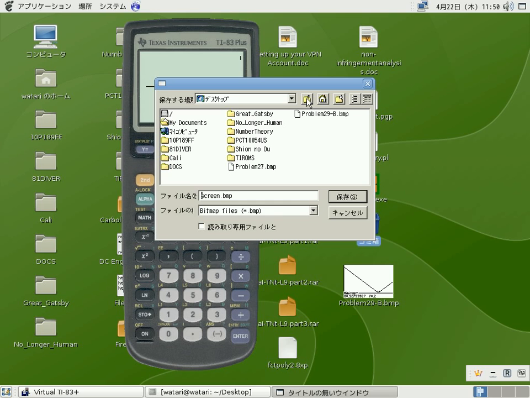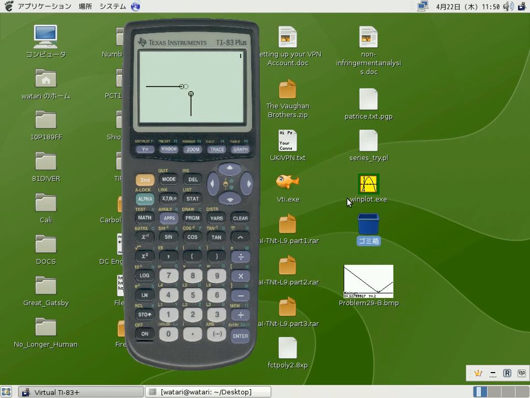And this is problem 29, and this was part E of the problem. Okay, and there they go on their way, and you see that they never actually do crash into each other, which I guess is good.